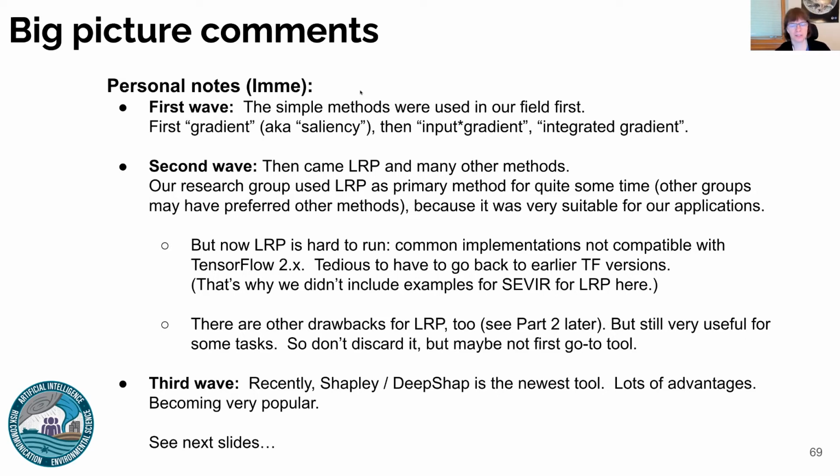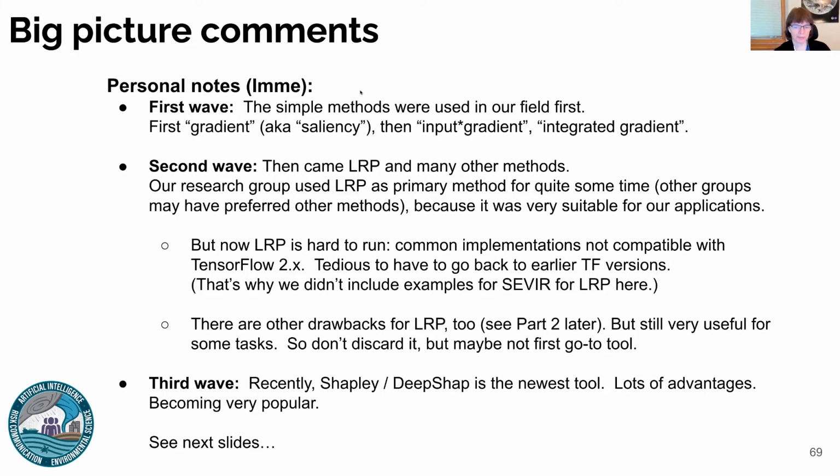So it gets kind of tedious, because you create your model in TensorFlow 2.x and you have to save it. You have to load it again in TensorFlow 1, and then you do LRP. And then not every model that you generate in TensorFlow 2 easily runs in TensorFlow 1. So it gets all complicated. And there are starting to be other drawbacks that we see for LRP in other applications too. So we still use it for some tasks. It's still helpful for some tasks. So we're not going to discard it, but maybe it's no longer the best go-to tool for your first thing.